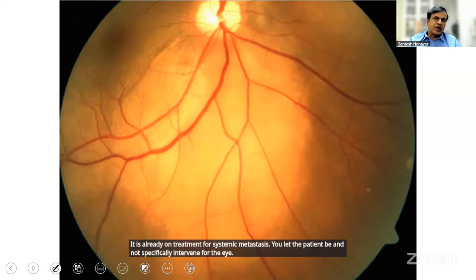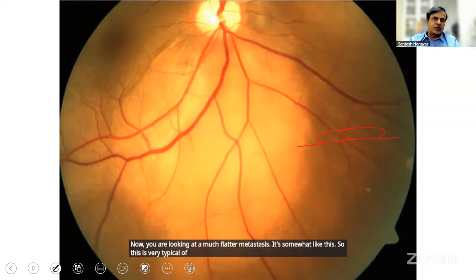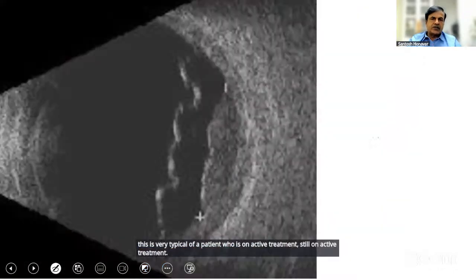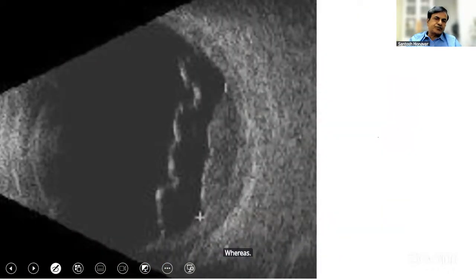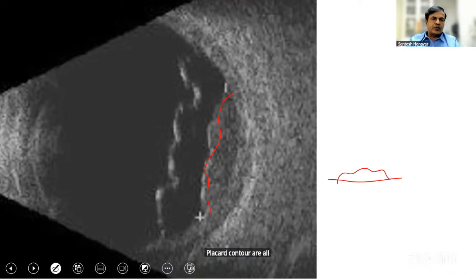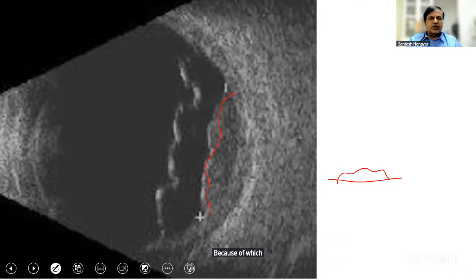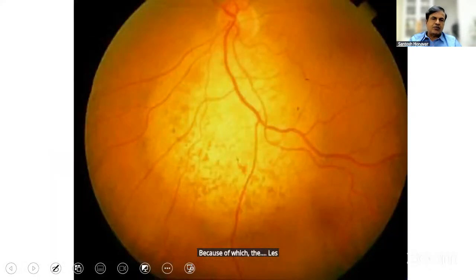Now you are looking at a much flatter metastasis. It's somewhat like this. So this is very typical of a patient who is on active treatment, still on active treatment. Whereas on B scan, it shows this undulated appearance. So that's again irregular contour, placoid contour, all features of patients who are on active treatment, systemic chemotherapy, because of which the lesion changes in its configuration and architecture.